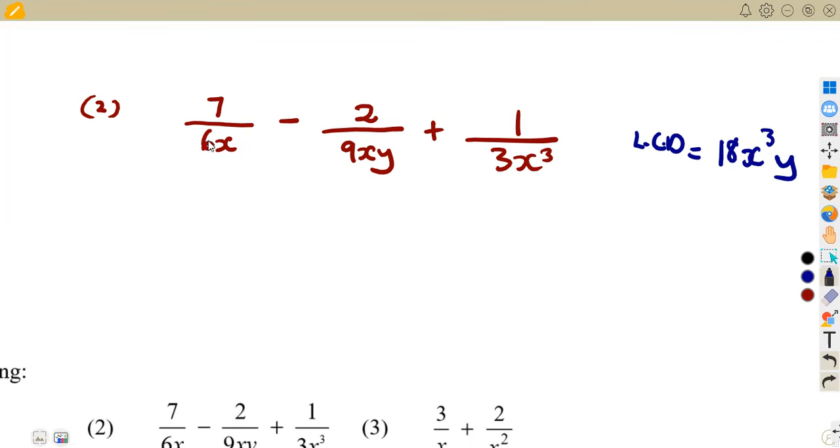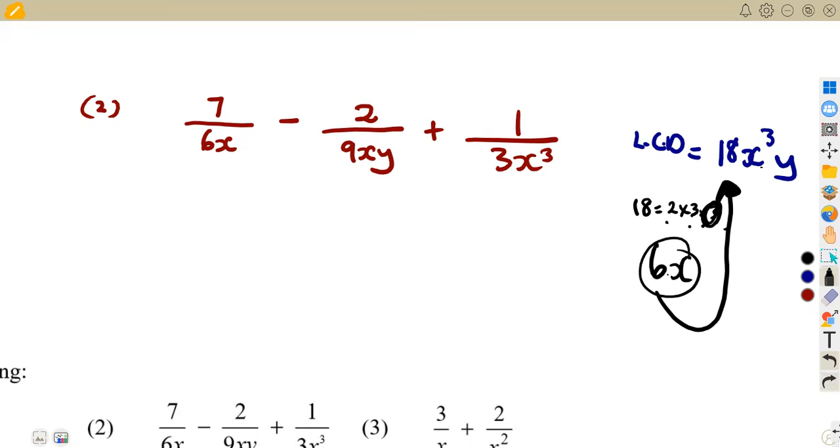So now you are going to ask yourself, how can we make this to be like your LCD? That is what you're simply asking yourself. How can we make 6x to be like 18x to the exponent of 3y? What is missing on 6x? Remember, 18 is the same as the product of 2 times 3 squared, which is 2 times 3 times 3. So if you consider 6, the number that is missing to give us 18 is a 3. So 6 times 3 is 18, okay?